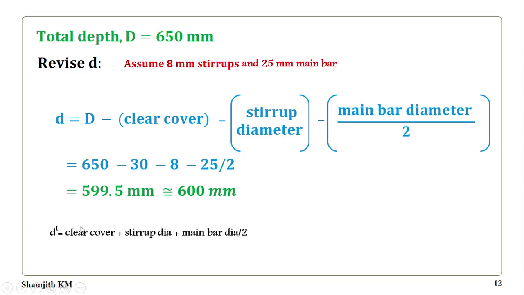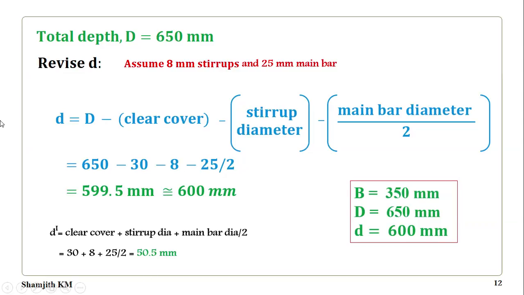Now we need to check the d dash value. d dash includes the clear cover plus the stirrup diameter plus main bar diameter by 2. It is 30 plus 8 plus 25 by 2, which is 50.5 mm. So from all these things we will be fixing up b, d and D. This is small b, small d and capital D.